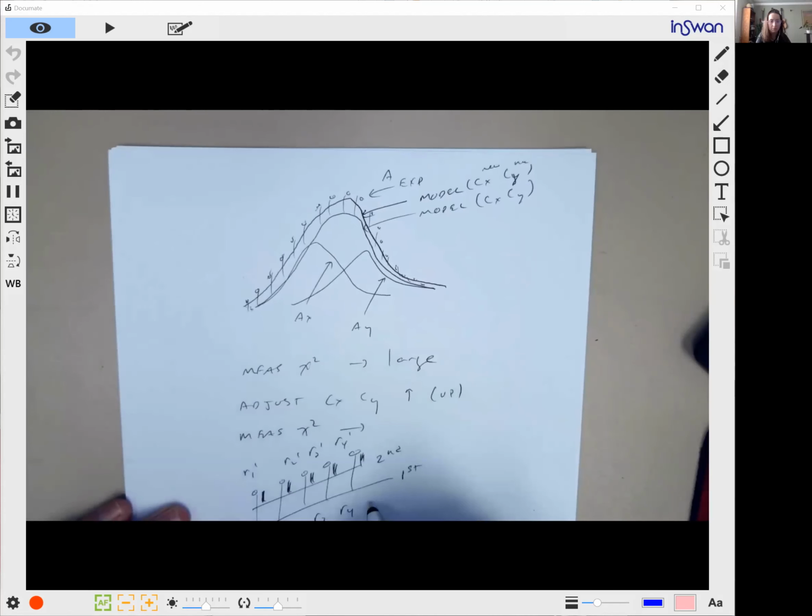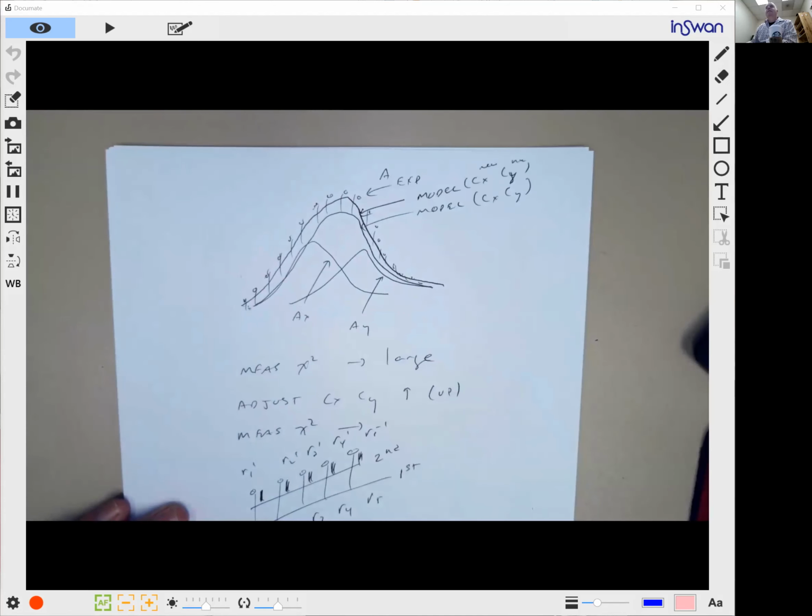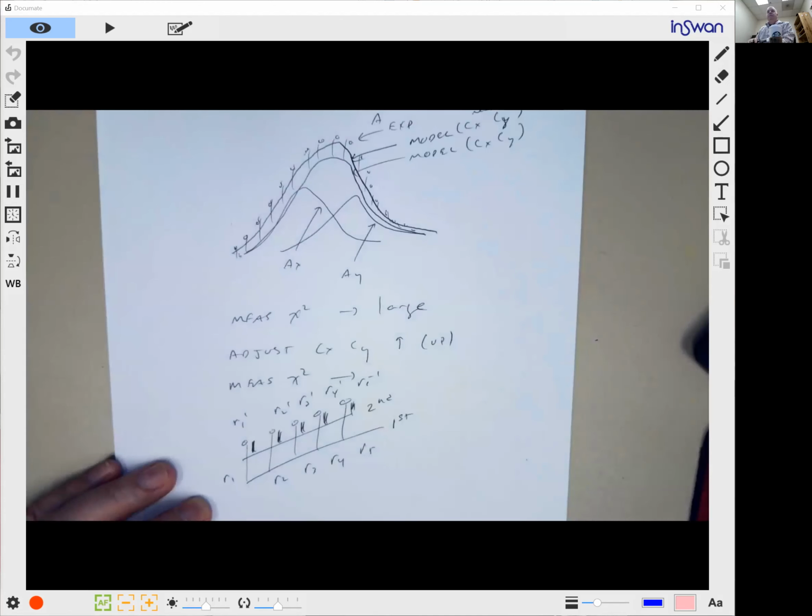Can you move the paper up a little bit? Of course I can, yes. Thank you. Ay Dios.